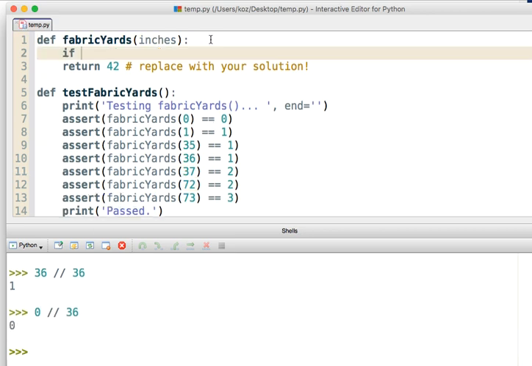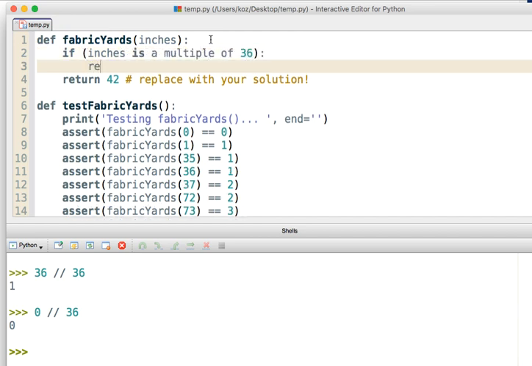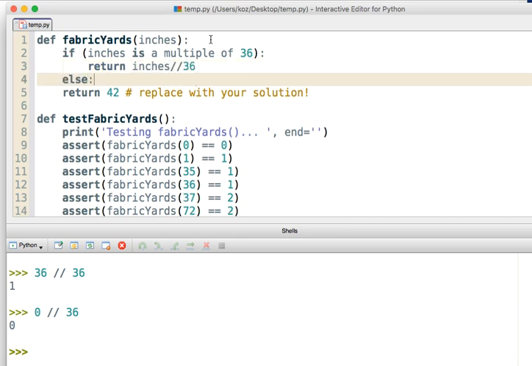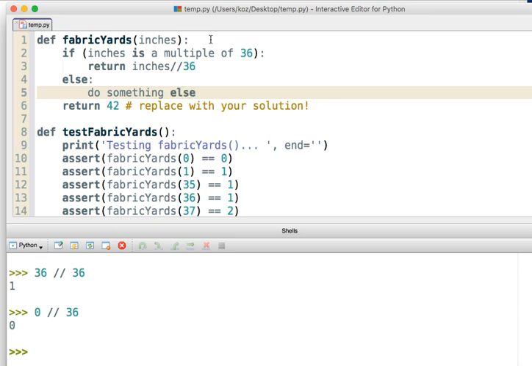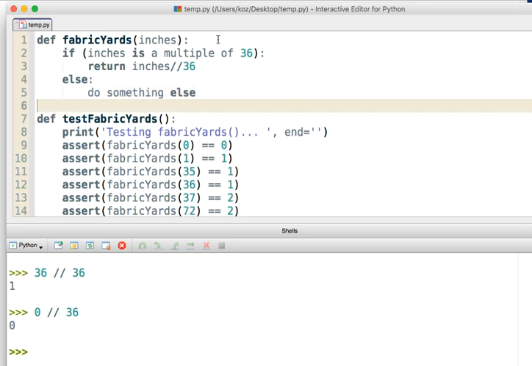So we'll say if inches is a multiple of 36, if that was true, then we would return inches over 36. Otherwise, do something else. Okay, so that's a starting point. Because we know that if you're an exact multiple of 36, you're exactly a multiple of a yard. So this works perfectly.